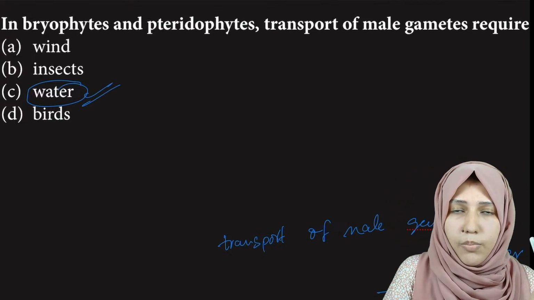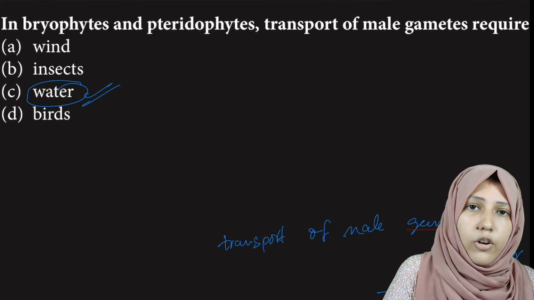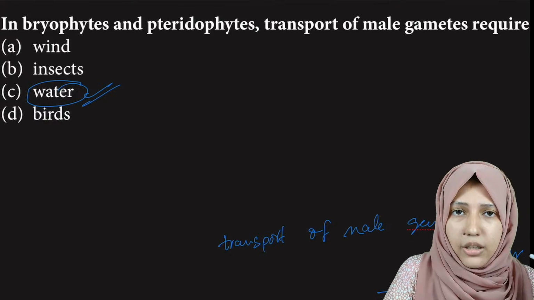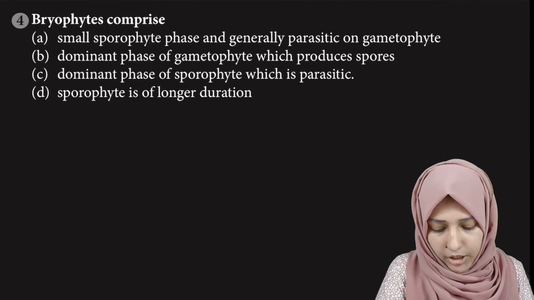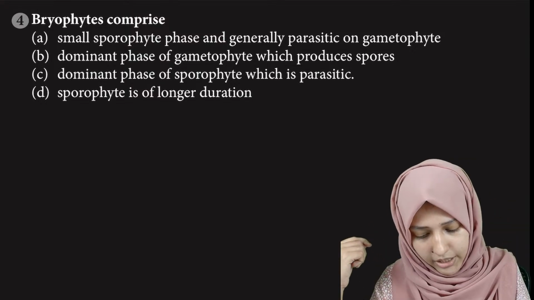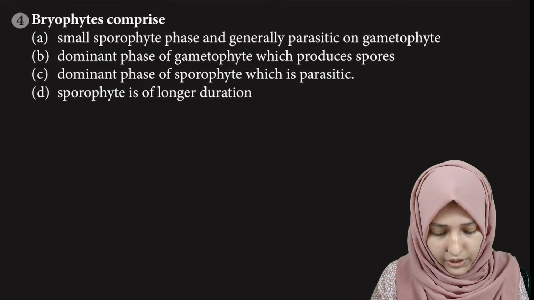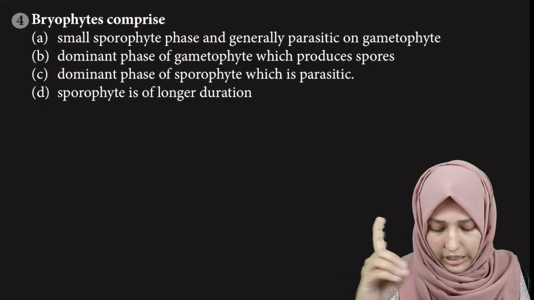The question can also be framed like this: water is required for the fertilization of Bryophytes and Pteridophytes. True or false? It's true. Right? Coming to the next question: Bryophytes comprise a small sporophytic phase and are generally parasitic on the gametophyte. Okay, let it be there.